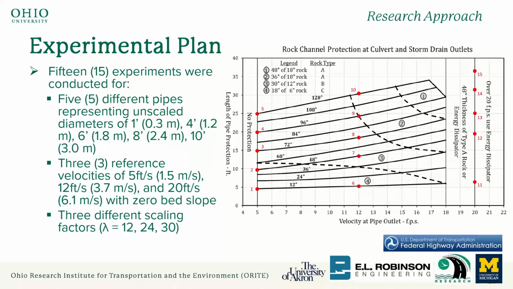So 3 different scaling factors: 12, 24, 30. These are primarily due to the physical limitation of our flumes. Some of the larger culverts are 120 inch, supposedly 10 feet large. We'll use larger scaling factors, which we'll show you in the design table in a minute.